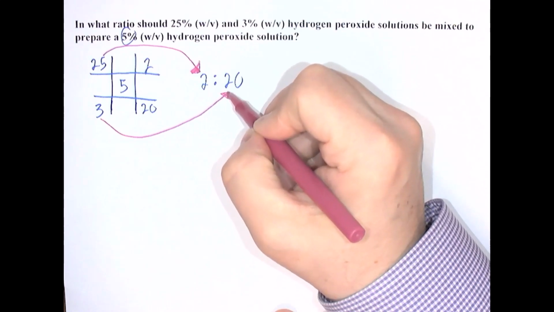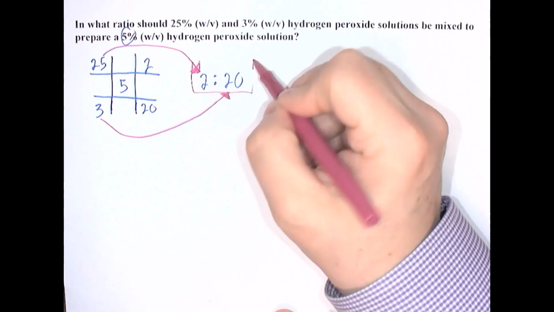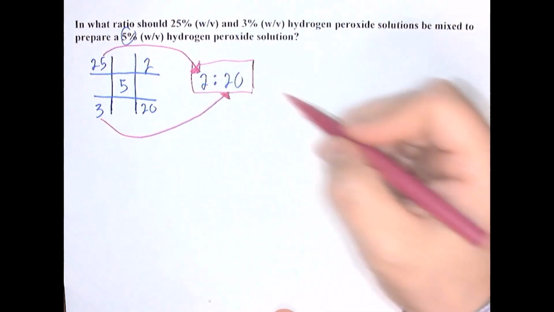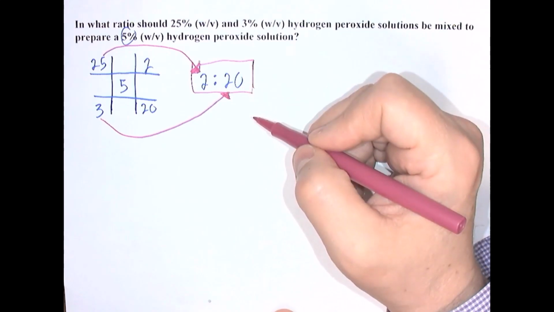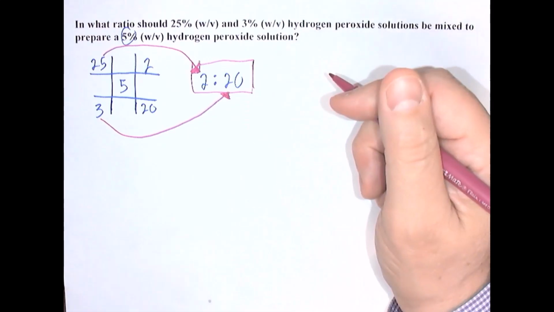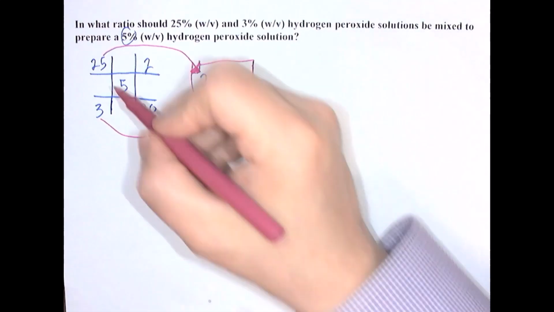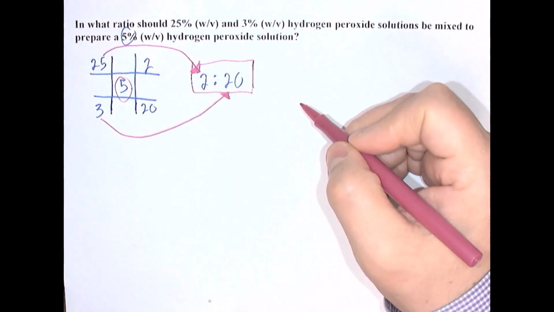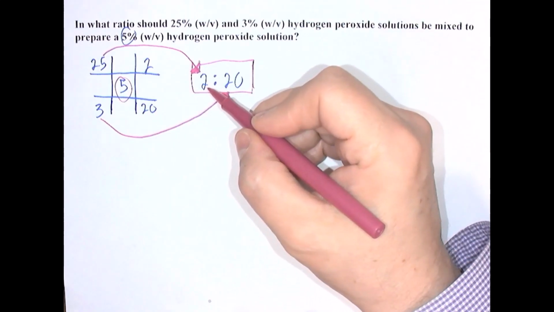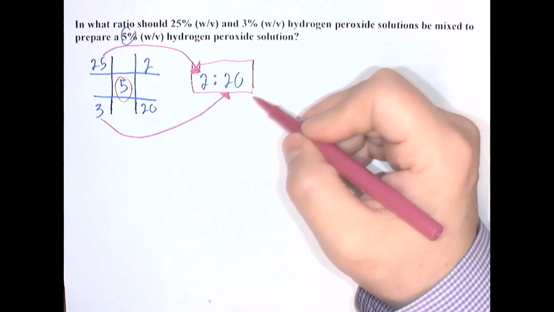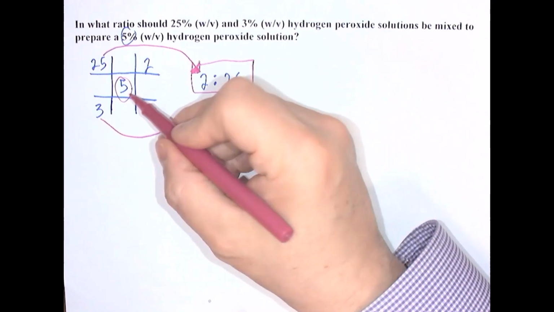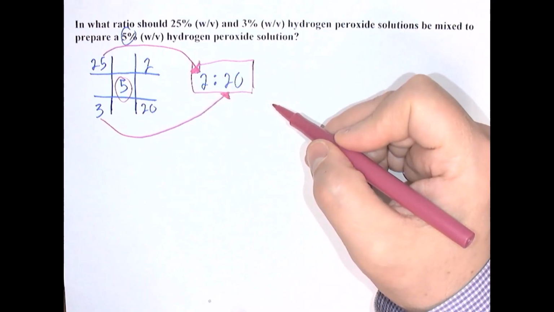So what does this mean here? That means, for example, I could take 2 liters of the 25% solution and 20 liters of the 3% solution, mix those together, and the resulting solution would have a 5% strength. Or I could take 2 milliliters of the 25% solution and 20 milliliters of the 3% solution, mix those together, and again, I would have a solution with a strength or percentage concentration of 5%.